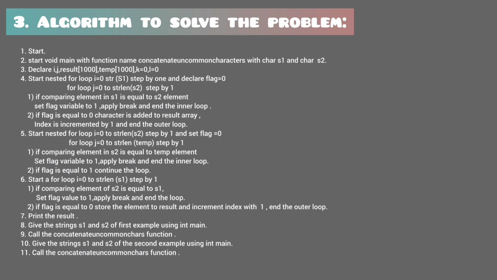We start our final for loop, i equal to 0 to string length s1, incrementing by 1. We use this for loop to compare s2 elements to the s1 elements. Start the if block having the condition: if the element of s2 is equal to the s1 element, we set the flag variable to 1, apply break and end the inner loop. If flag is equal to 0, store the element to the result and increment the index by 1. We end the outer loop and print the result. Finally, we give the strings s1 and s2 using int main and call the concatenate uncommon characters function.